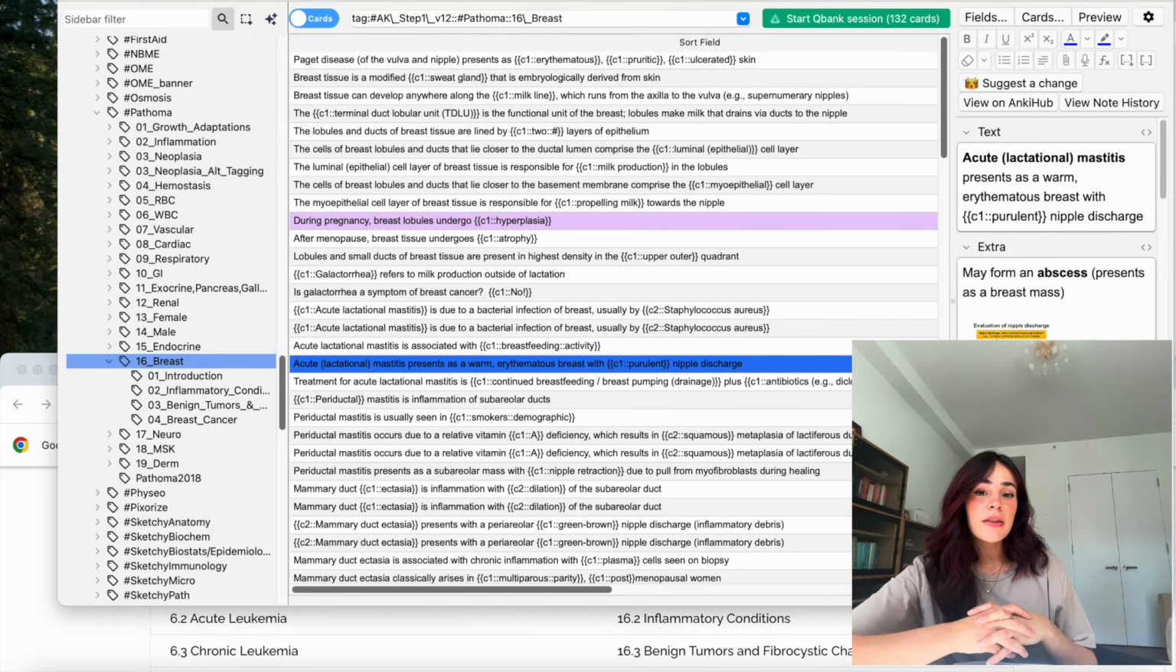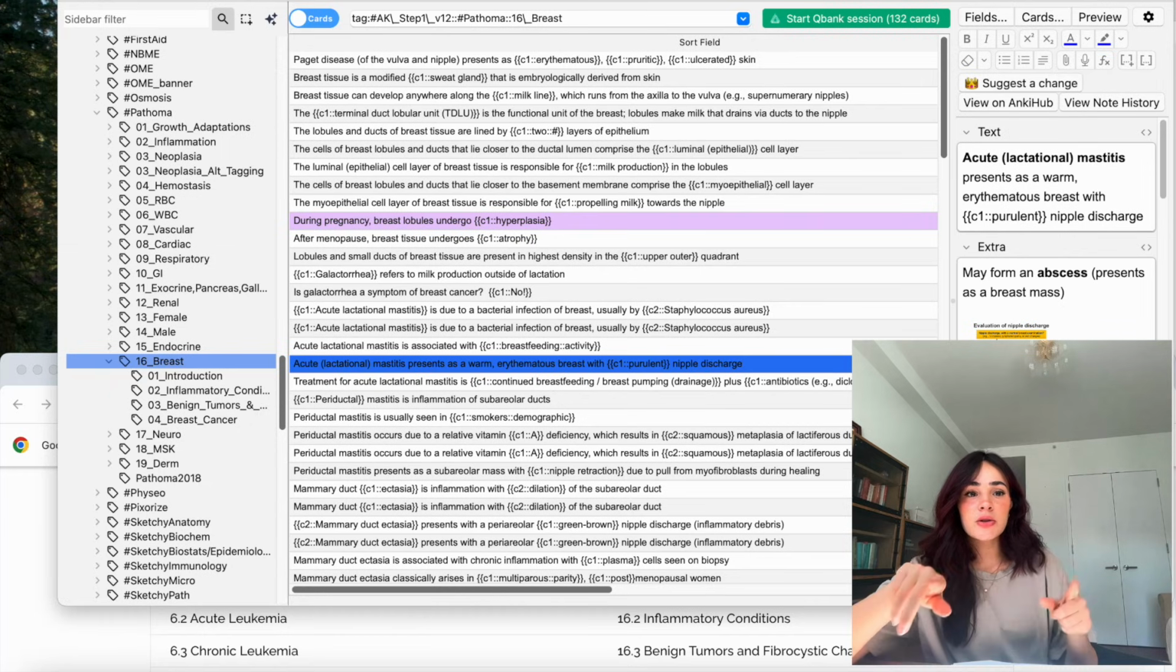But yeah, I think I'm going to actually switch to normal view because we don't need to look at my screen anymore. So one second.